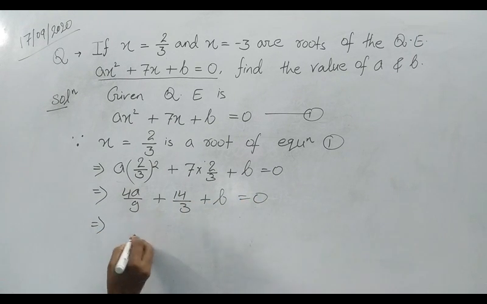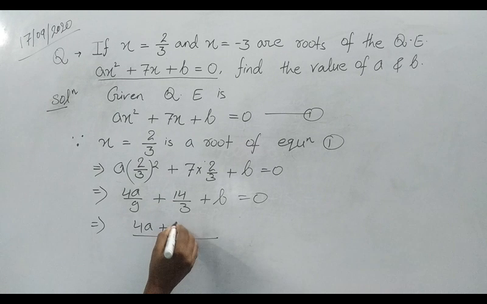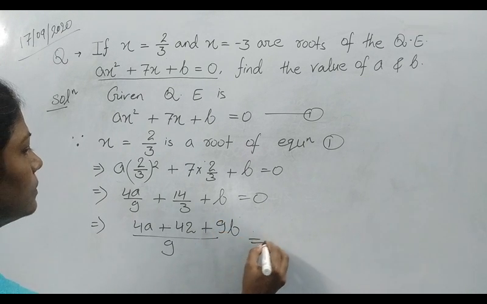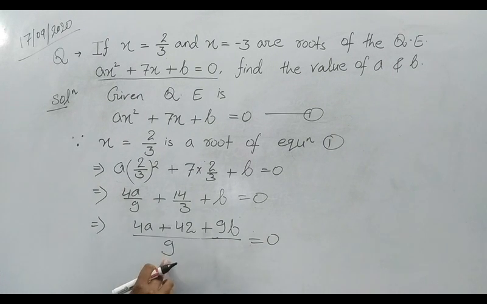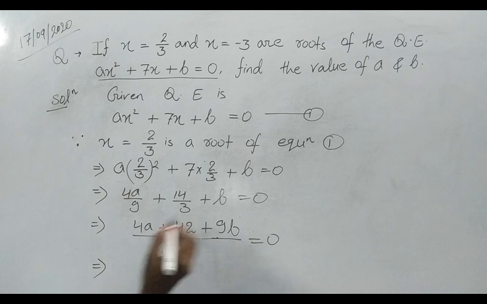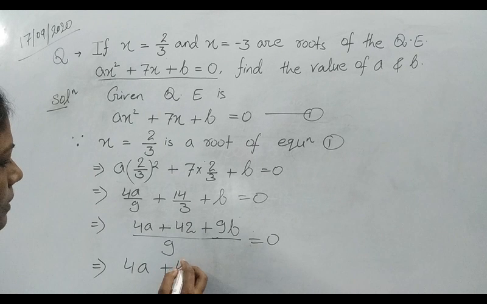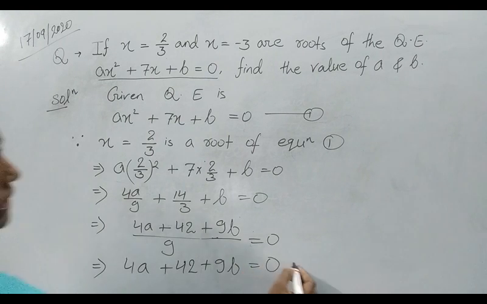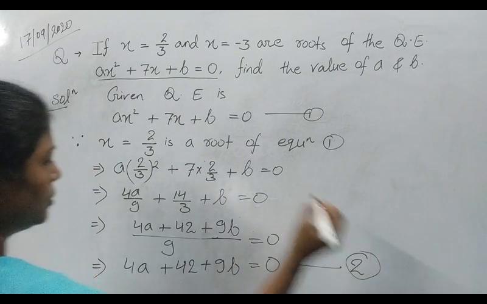Now take the LCM here. So we get 4a plus 42 plus 9b is equal to 0. Now send this 9 to the other side of equal to. So 9 multiplied with 0 becomes 0. So we write here 4a plus 42 plus 9b is equal to 0. You can consider it as equation number 2.